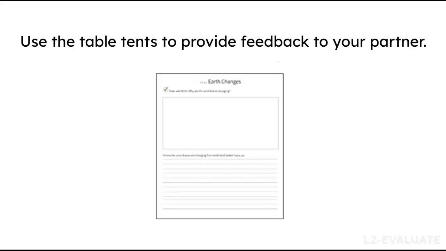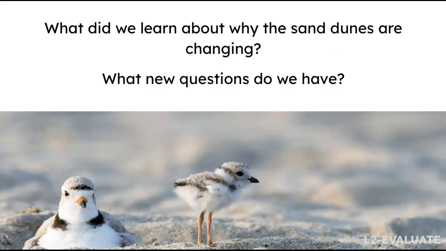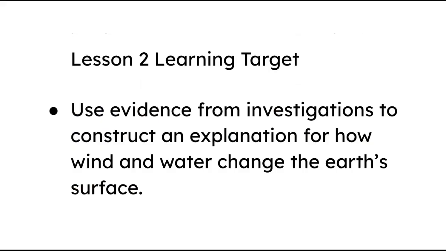For the Evaluate portion, you'll have students work in pairs to review each other's models and give feedback. You'll have them use the peer feedback table tent to identify one thing they like, one question they have, and one suggestion they have about their partner's explanation or drawing. To support student sense-making across the unit, orient them back to the driving question board. Ask, what did we learn about why the sand dunes are changing, and what new questions do we have?